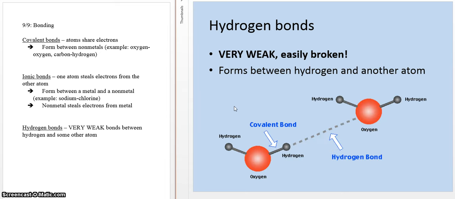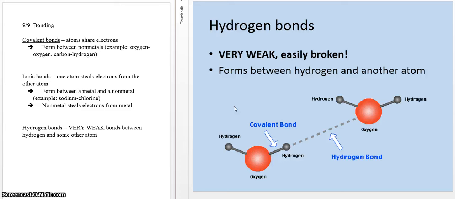Now for a hydrogen bond. These ones are weird. They're not like a covalent or an ionic. If you were to take a covalent or an ionic bond, they're pretty strong bonds. They're hard to break. A hydrogen bond is different because it's very weak. It's sort of just like a temporary attraction.